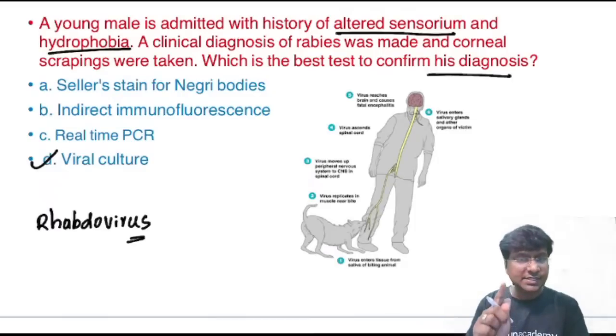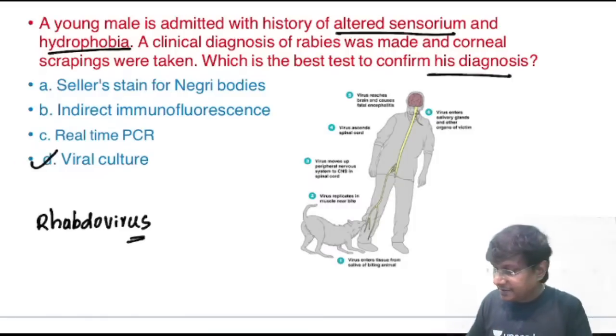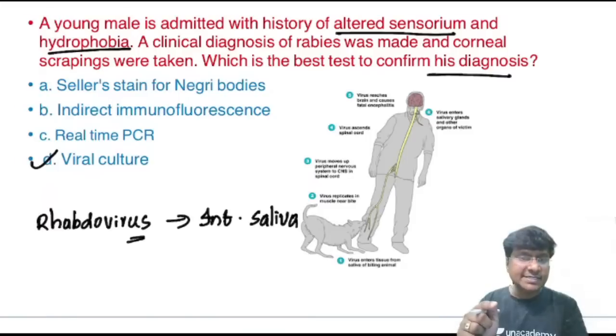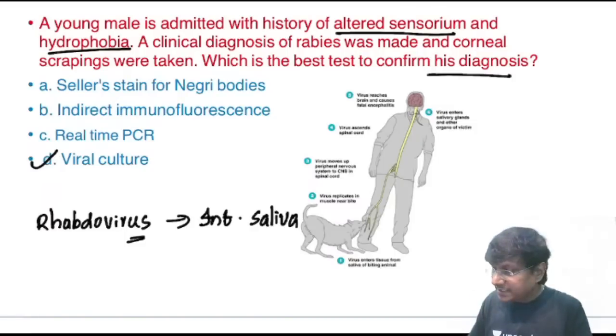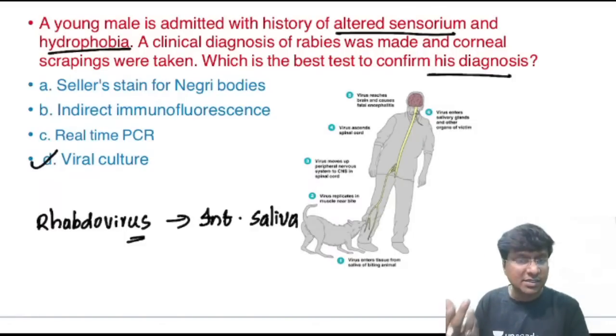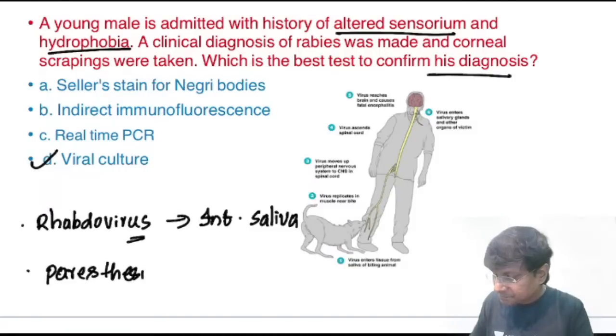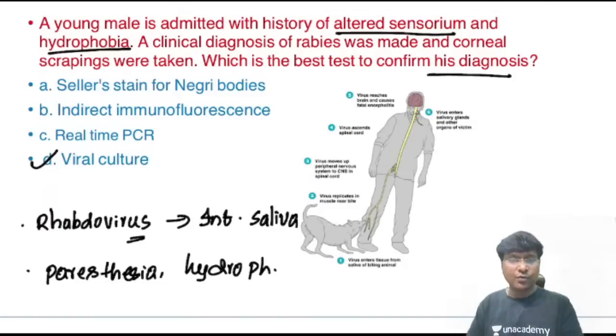So the virus is of the family rhabdovirus, and it is transmitted by infected saliva that enters the body by an animal bite or an open wound. Now, what are the classical manifestations in patients with rabies virus infection? At the site of the bite, there will be paresthesias. And a very, very important manifestation is hydrophobia.